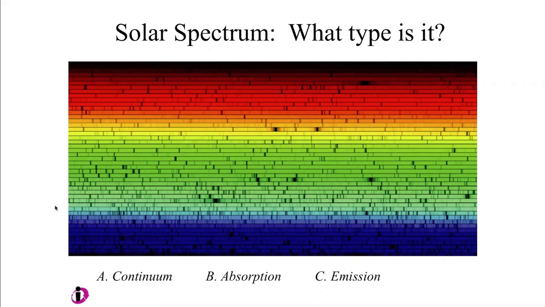But this is definitely an absorption spectrum. You see the rainbow continuous behind it, red and yellow and green and blue, all wavelengths represented, but there are holes in it. There are lots of holes in it. Here's a big hole, here's a big hole, here's a big hole. Those are very strong absorption lines in the solar spectrum.